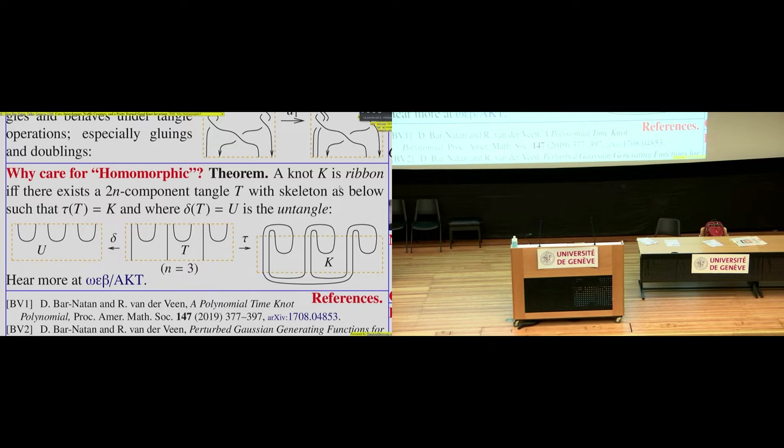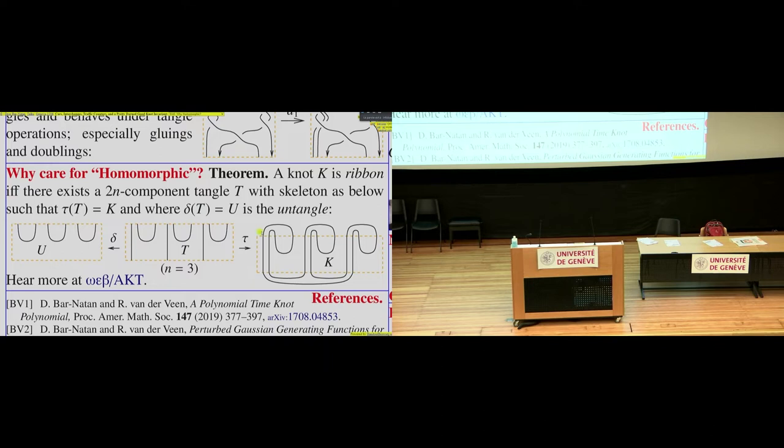Okay, so a knot is ribbon if and only if there exists a 2n component tangle T with skeleton as below. So here is T, and what I mean by having the skeleton as here is that the leftmost strand goes from top to bottom, the second one goes from top to top, and so on. But inside they could be knotted, I'm just not drawing it. So this T could be a whole mess, but I want the connectivity to be as shown.